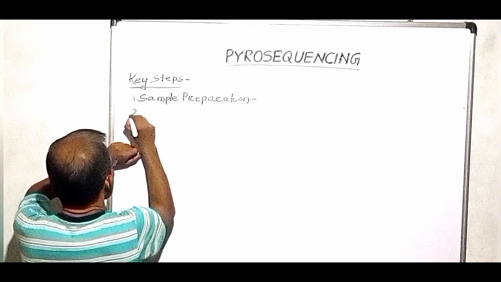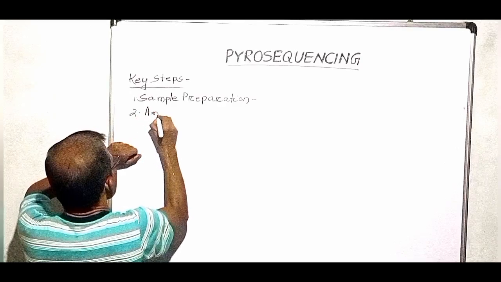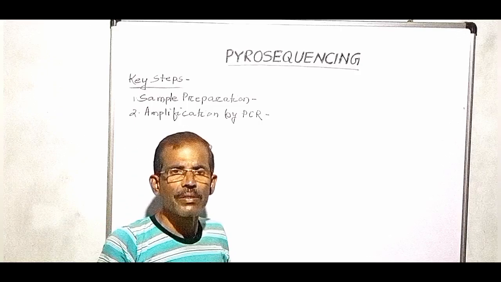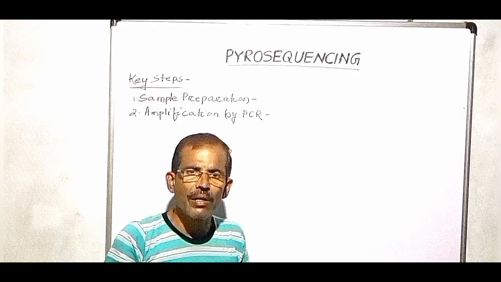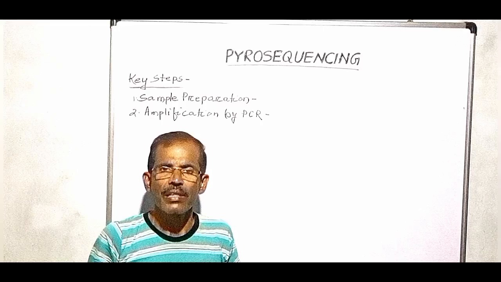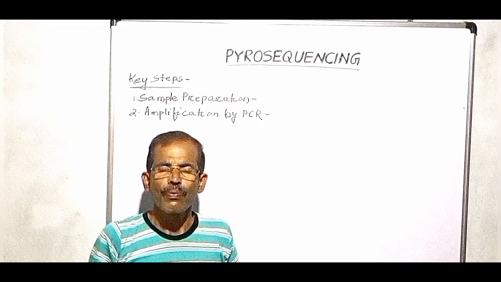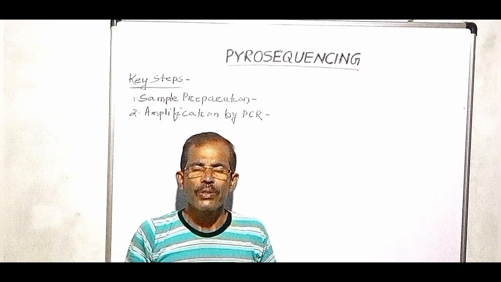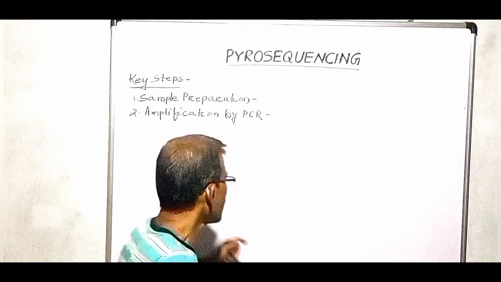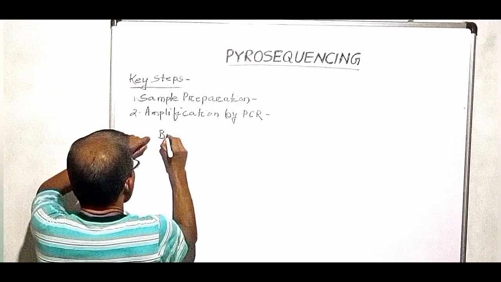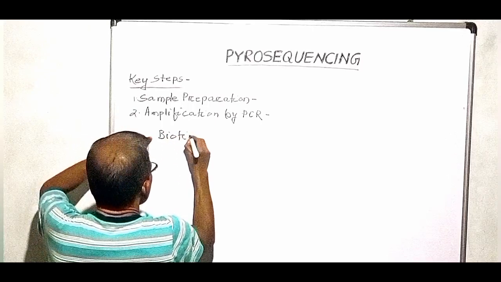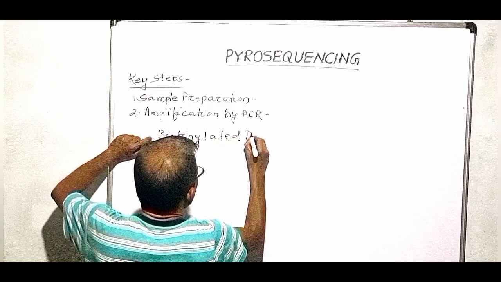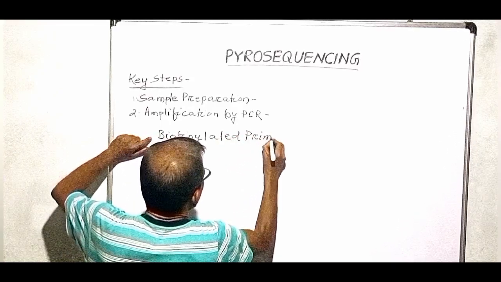Second step is amplification by polymerase chain reaction. In this step, the purified DNA fragments are amplified by polymerase chain reaction, which generates multiple copies of each fragment. During amplification, one DNA strand is amplified by using a biotinylated primer that labels one DNA strand with biotin.